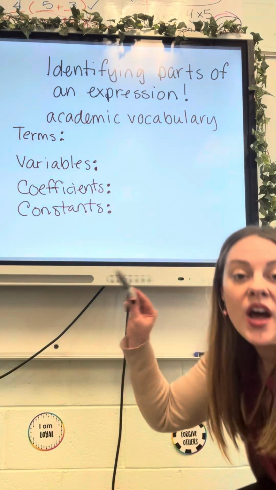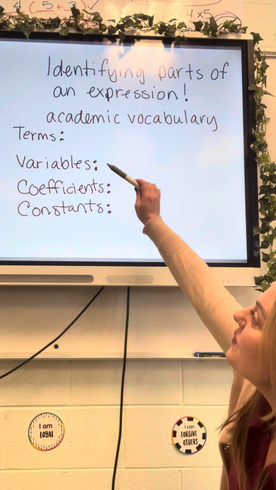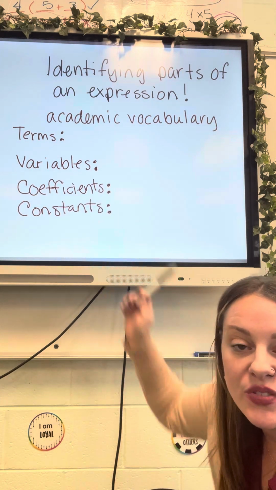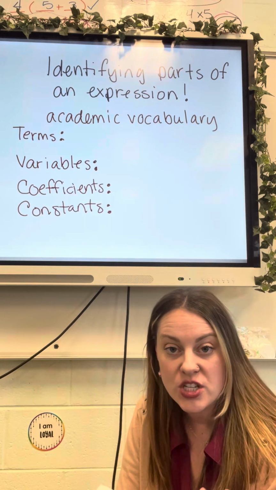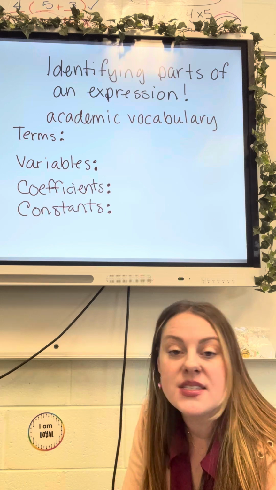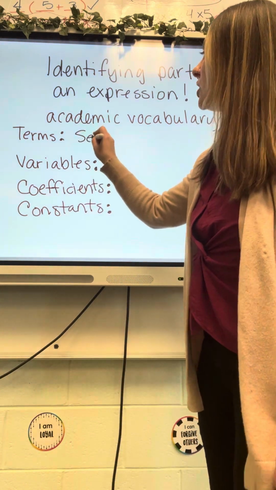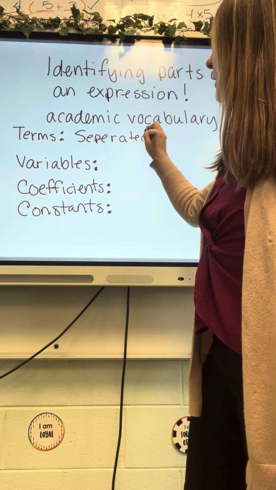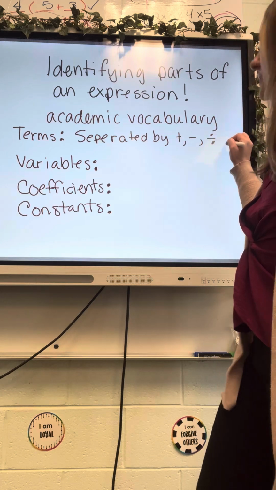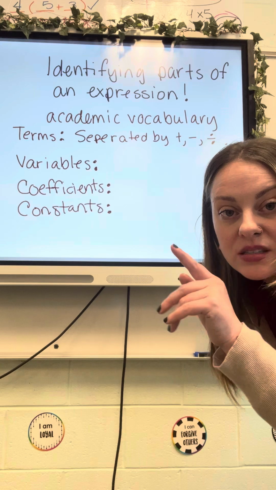All right, so your most important academic vocabulary are terms, variables, coefficients, and constants. Starting with terms: parts of an expression, they're separated by signs. This is how you can tell when you have a term. They're separated by adding, subtracting, and dividing signs. Not multiplication signs. They are only separated by adding, subtracting, and dividing signs.